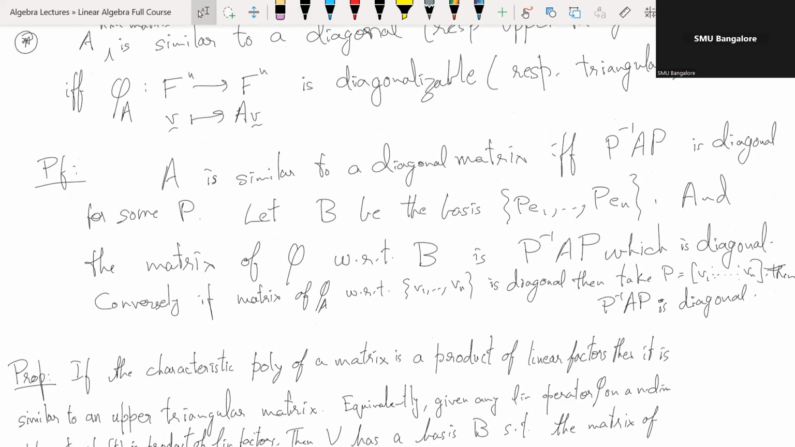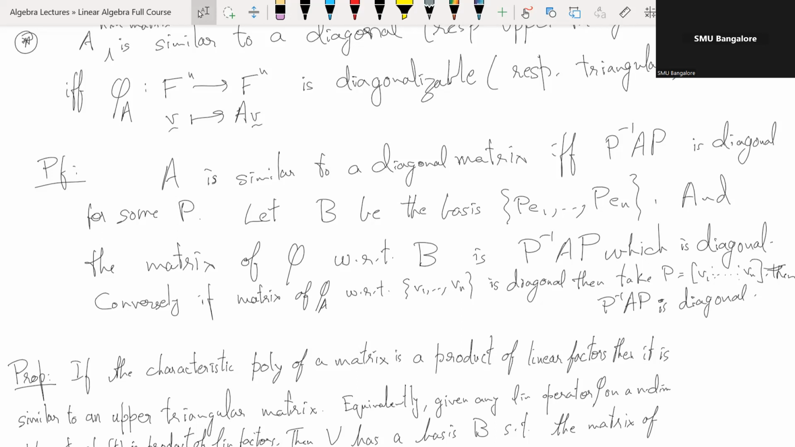Sometimes we know that our linear operator may not have any eigenvalue. For instance, we saw the rotation matrix. Of course, then you can't make the rotation matrix similar to an upper triangular matrix. But as long as the characteristic polynomial is a product of linear factors, you can make the matrix similar to an upper triangular matrix. In particular, if the base field is algebraically closed, like the complex numbers, then you can always make a matrix similar to an upper triangular matrix.